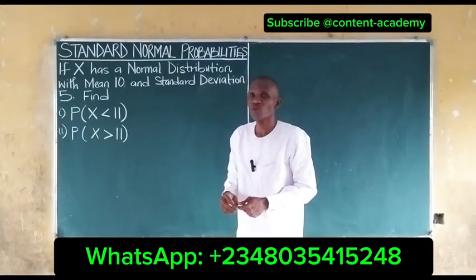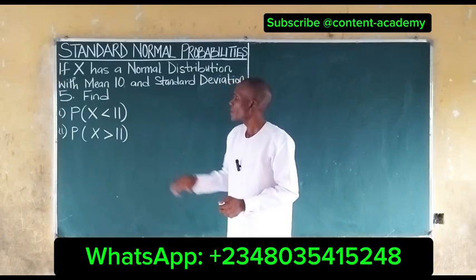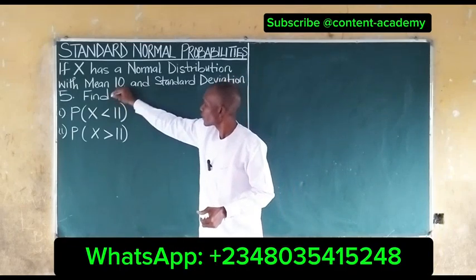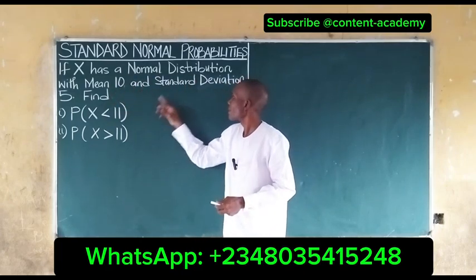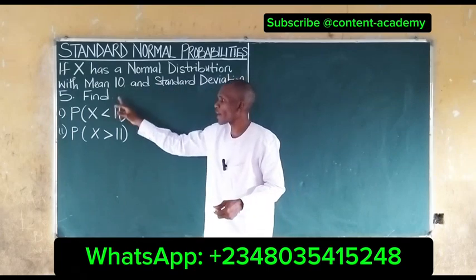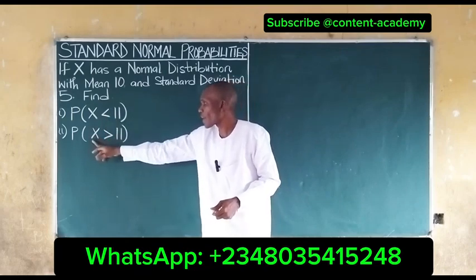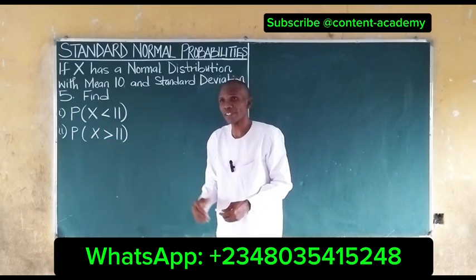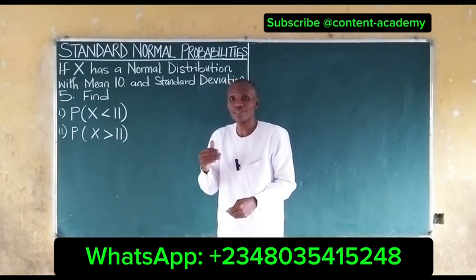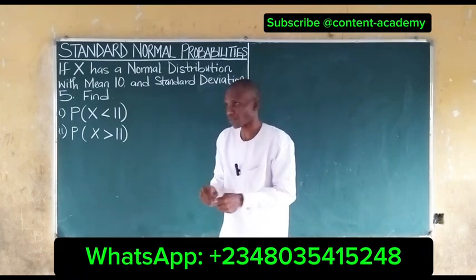In this video, we are to compute the probabilities for some normal distribution. We are given the question here: if x has a normal distribution with mean 10 and standard deviation 5, find this probability where x is less than 11 and where x is greater than 11. We shall not only compute the probabilities, we will also draw the standard normal curve associated with the given questions.